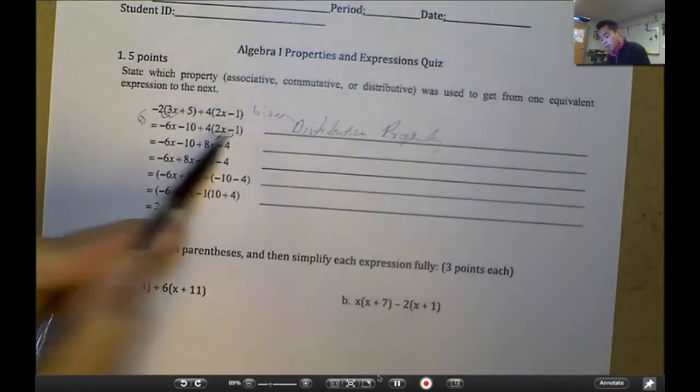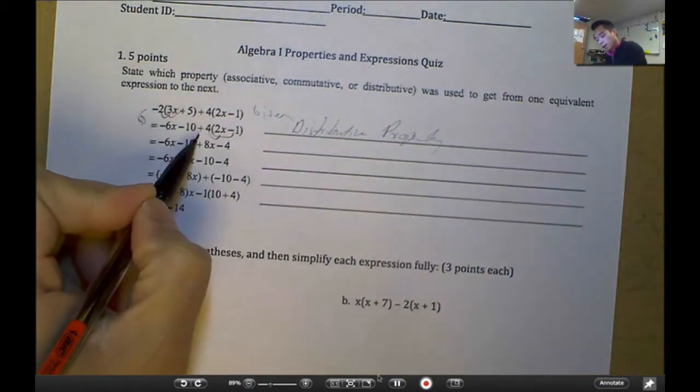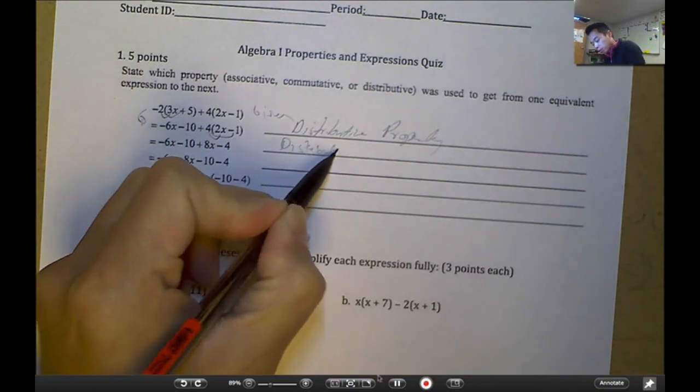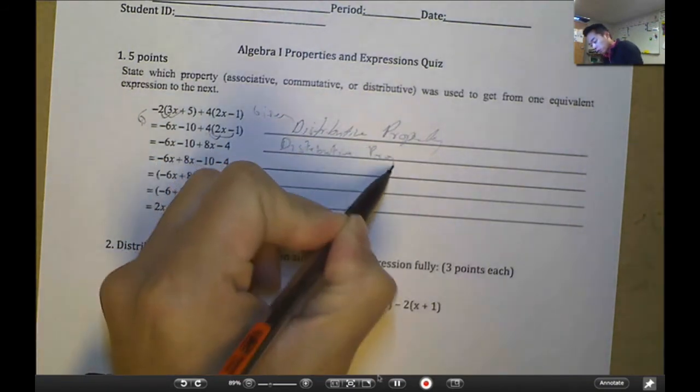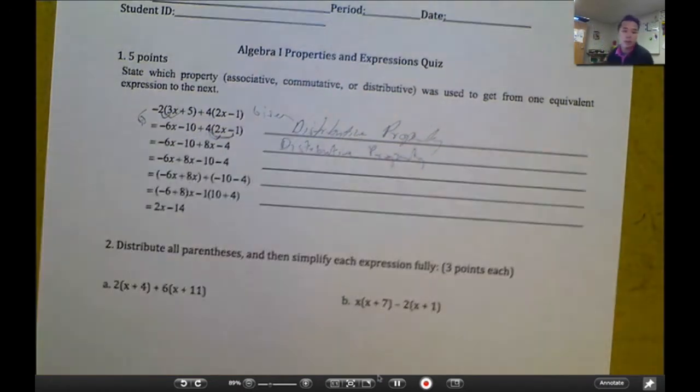Here, I also see in the next step, I go from 4 times the quantity of 2x minus 1 to 8x minus 4. That would be also the distributive property, just because I have 4 groups of 2x minus 1.